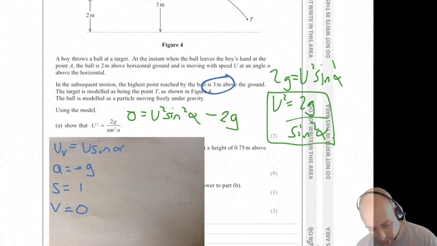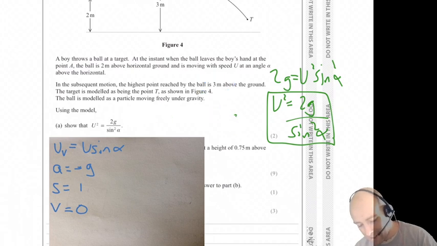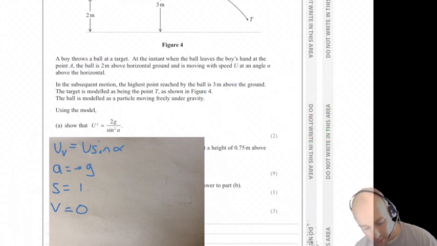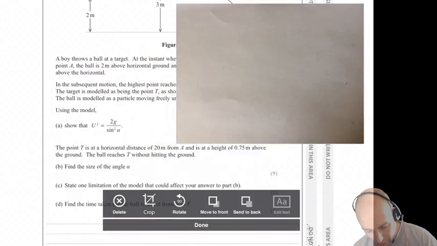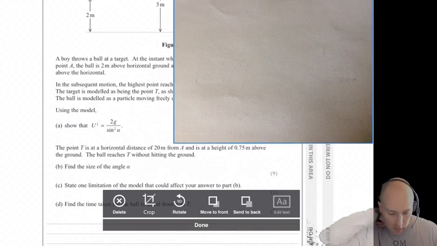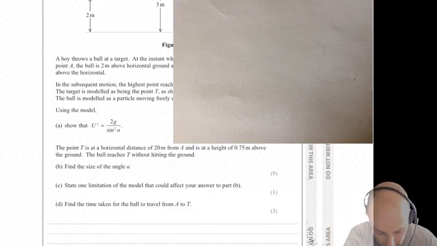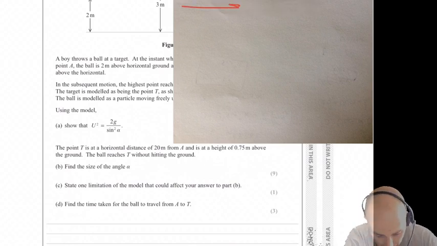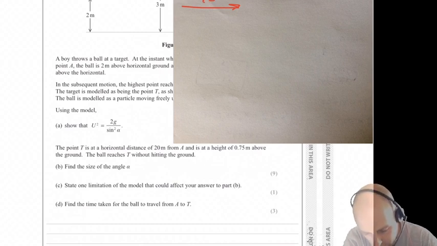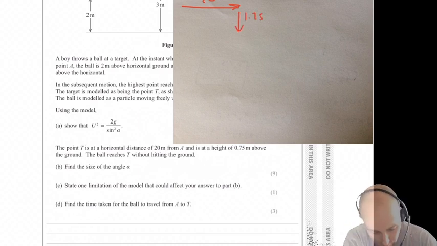So that's good. Right, part B. We're told the final point we get to has a horizontal distance of 20 across and a vertical height of 0.75. So we started at 2, so we're going to end up moving down by 1.25 meters. That's our overall trajectory. We want to try and find the size of angle alpha, and this is the 9 mark part of the question. So this is quite difficult.